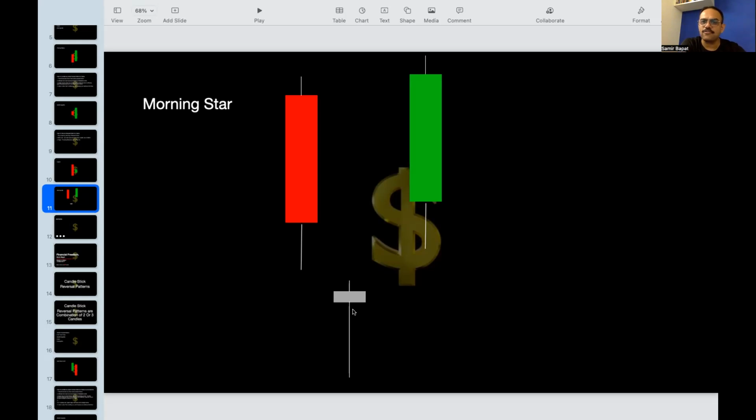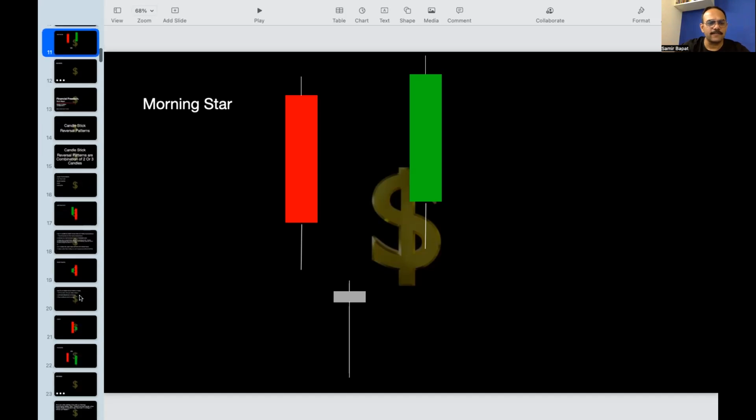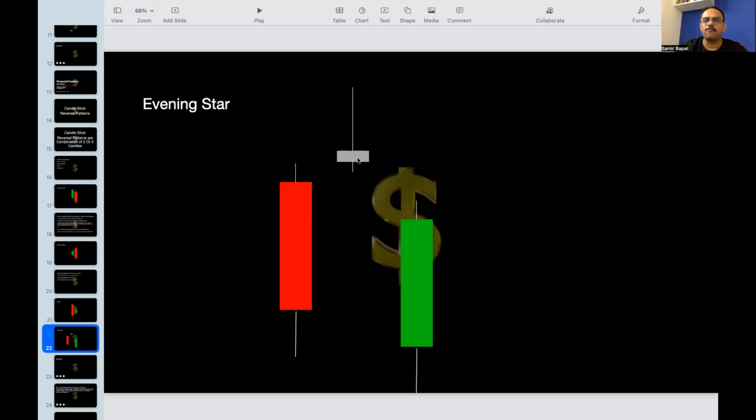This hammer itself is called, I think, hanging man, but I think it comes at the end of the bullish trend. So, the evening star would be red in color, right? It will be red or green. No, I have put a gray only.